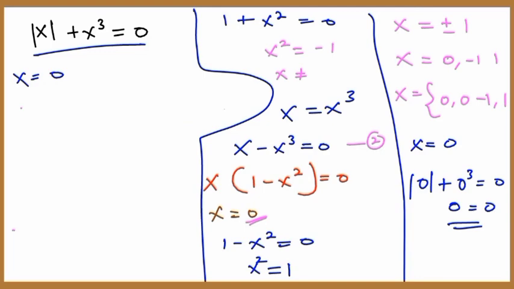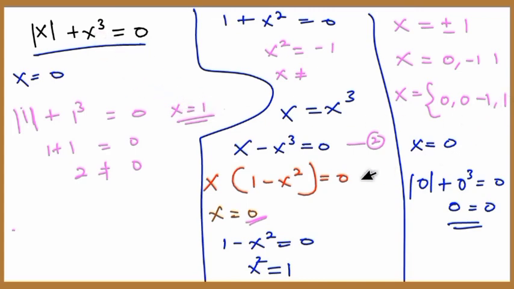So now let me test for x equals positive 1. So let me put it here. When x is positive 1, I'll have absolute value of 1 plus 1 to the power 3 equals 0. So this one gives me 1 plus 1 equals 0. Therefore, 2 is not equal to 0. So from here, we can see that x equals positive 1 is not a solution for this equation.